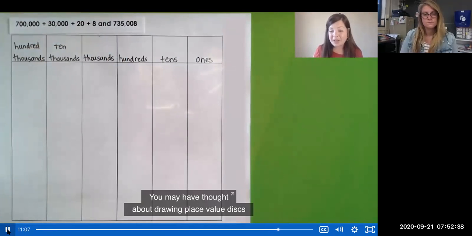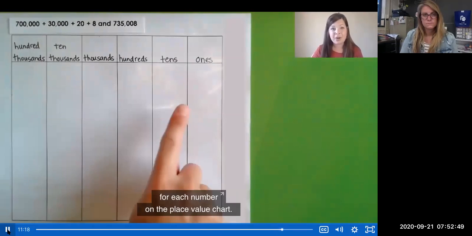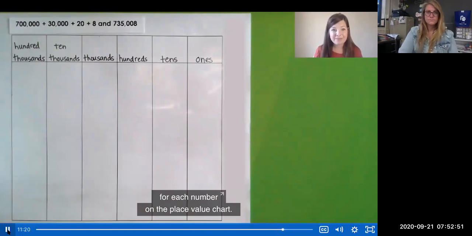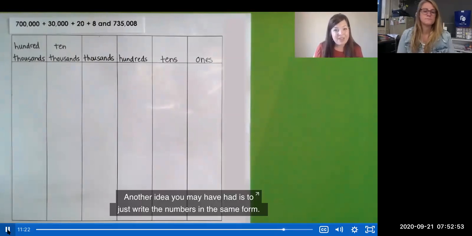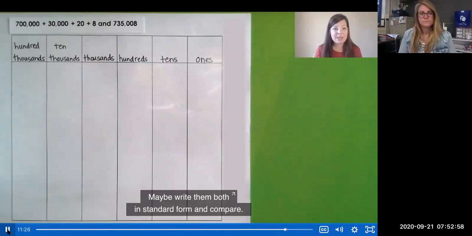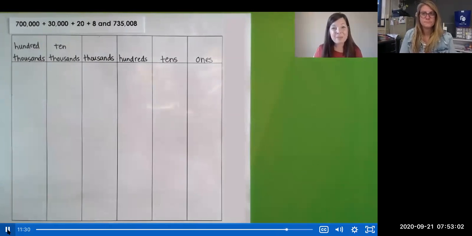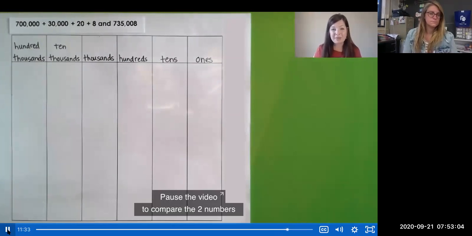You may have thought about drawing place value discs for each number on the place value chart like we did earlier. Or maybe you thought about just recording the digits for each number on the place value chart. Another idea you may have had is to just write the numbers in the same form. Maybe write them both in standard form and compare. Pause the video to compare the 2 numbers and write the comparison in standard form.